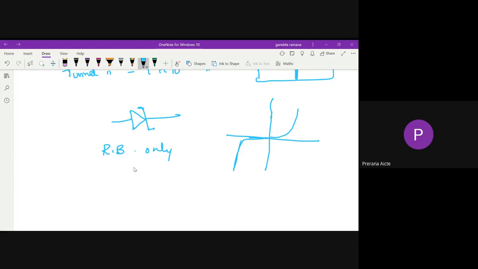So what is the advantage of the Zener diode? It has a sharp breakdown, so it is used as a voltage regulator. Regulator means it maintains constant voltage. In forward bias, there is no difference between an ordinary diode and a Zener diode in the characteristics. In reverse bias, it has a sharp breakdown, and because of that the Zener diode is used as a voltage regulator.